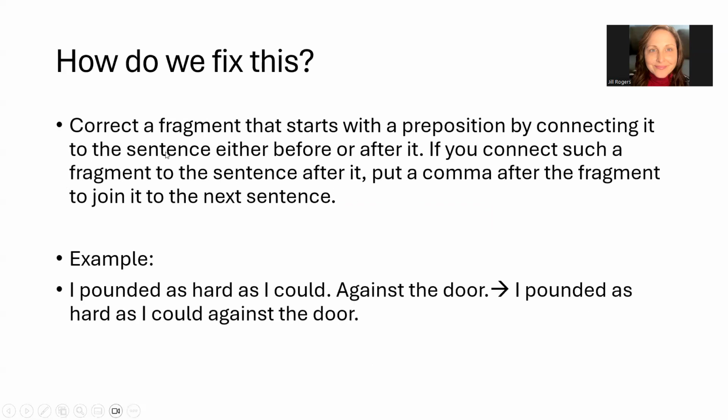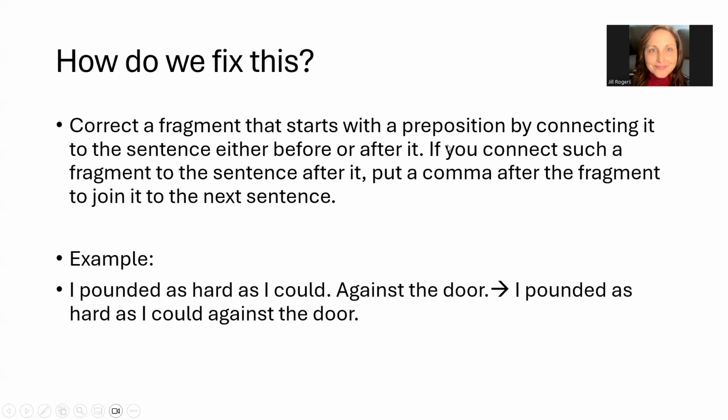So how do we fix this? To correct a fragment that starts with a preposition, you can connect it to the sentence either before or after it, right? So all you have to do is put it this way. I pounded as hard as I could against the door. That's it. Okay. Be careful because there is a comma rule here. If you connect such a fragment to the sentence after it, oh, sorry.